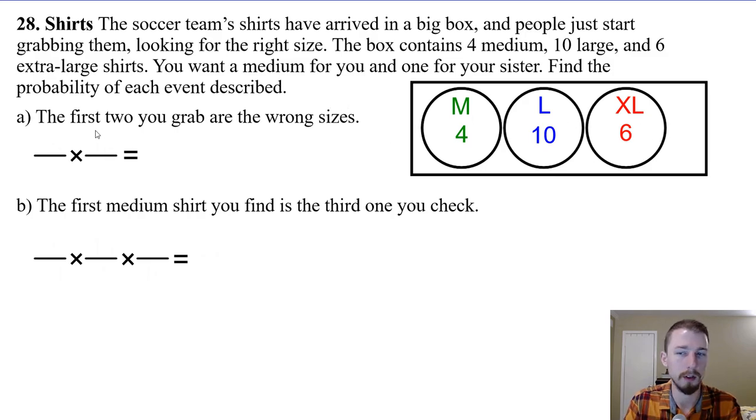So altogether, there are 20 shirts. You'll need to know that. All right, what's the probability the first two you grab are the wrong sizes? You want to grab a medium for you and for your sister. So we're looking for a medium.